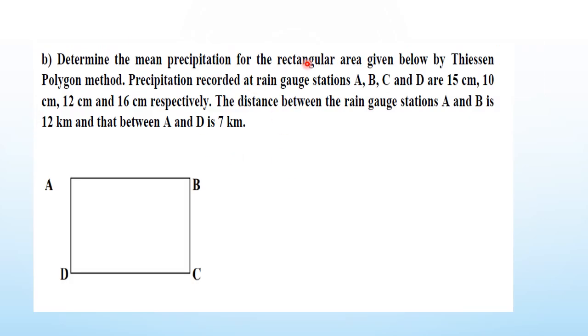Determine the mean precipitation for the rectangular area given below by the Thiessen polygon method. The precipitation recorded at the rain gauge stations A, B, C and D are 15 cm, 10 cm, 12 cm and 16 cm. The distance between the rain gauge stations AB is 12 km and AD is 7 km. So it is in the shape of a rectangle. This is a Thiessen polygon in the shape of a rectangle. To find the Thiessen polygons, you should draw the bisectors through the center of the AB line, BC line, DC line and AD line. So you will get small triangles inside this big rectangle.